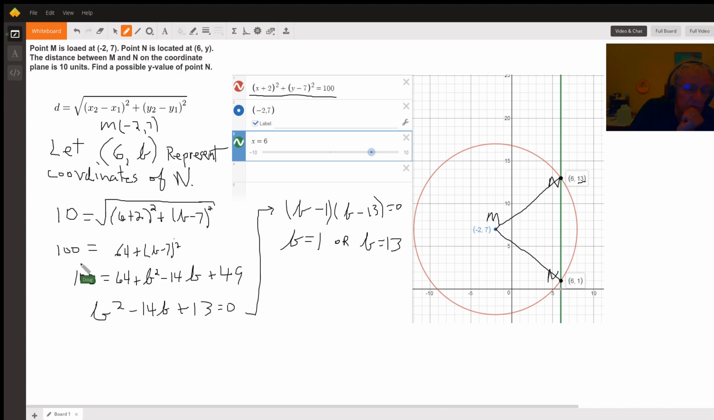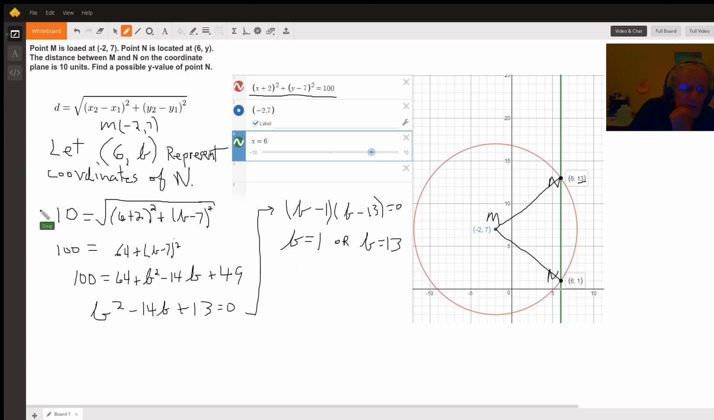And that results in 100 equals 64 plus (b minus 7) squared, after we square both sides. And then we've got a quadratic equation. After squaring the binomial, we set it equal to 0, factor, and solve for b. b equals 1 or b equals 13.